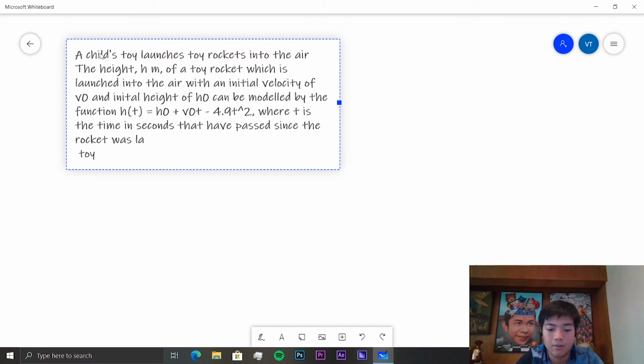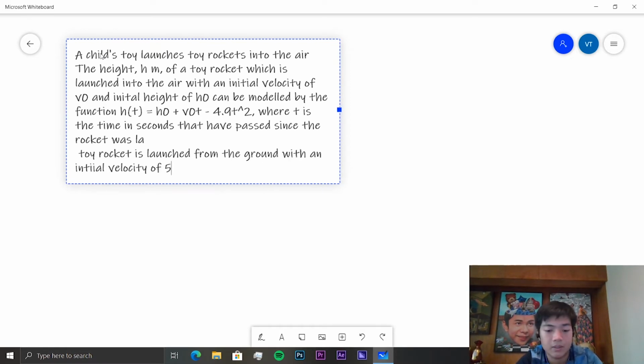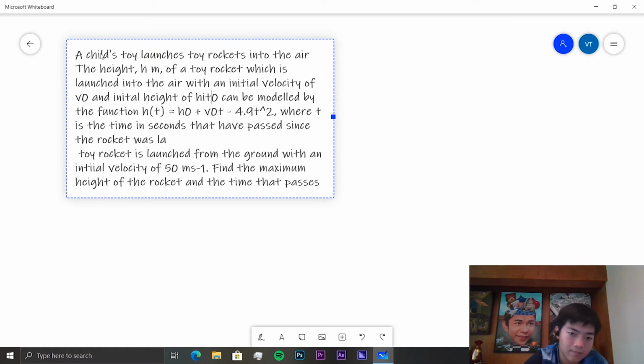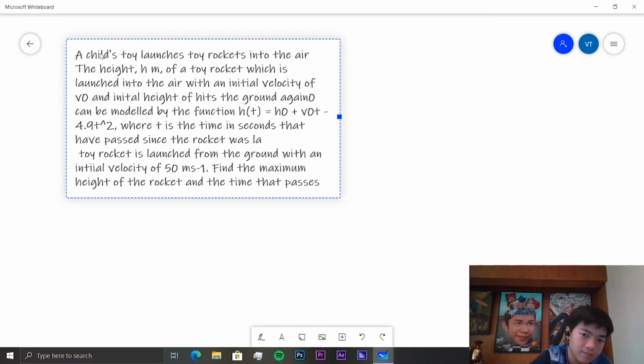A toy rocket is launched from the ground with an initial velocity of 50 meters per second. Find the maximum height the rocket reaches and the time that passes before it hits the ground again. Oh, I messed it up.